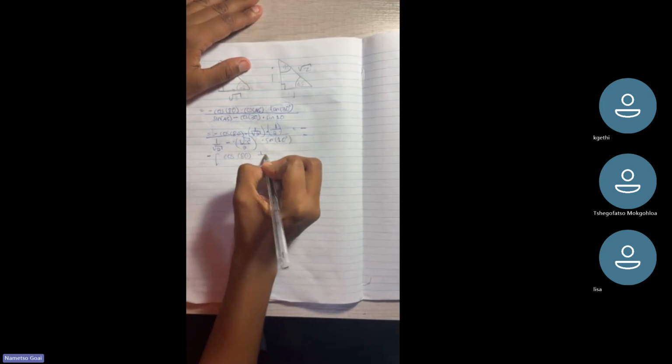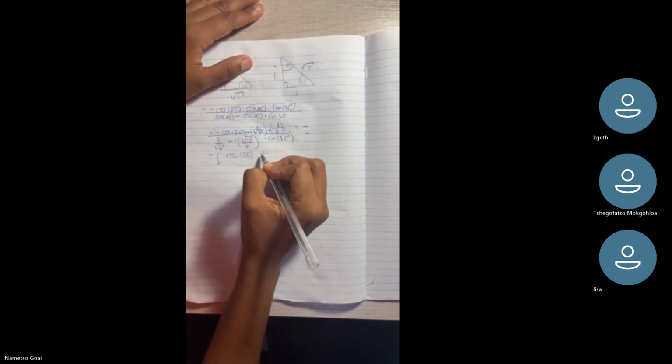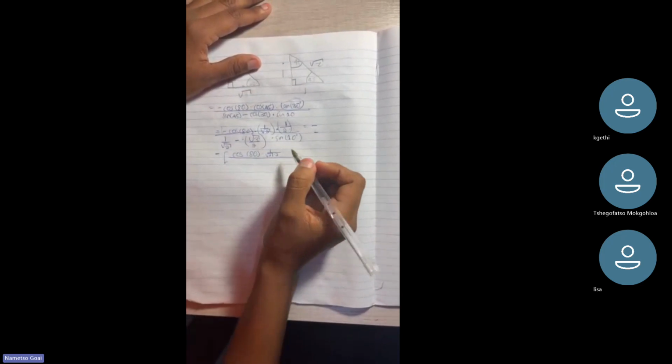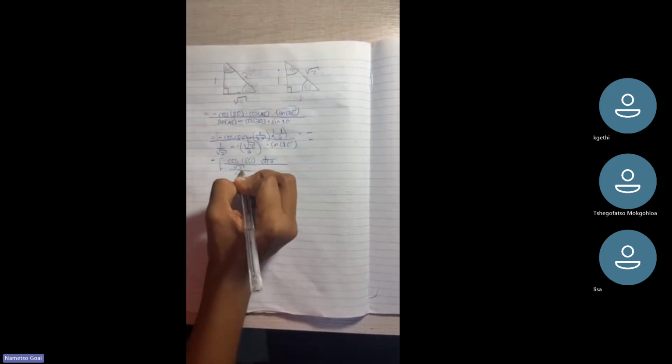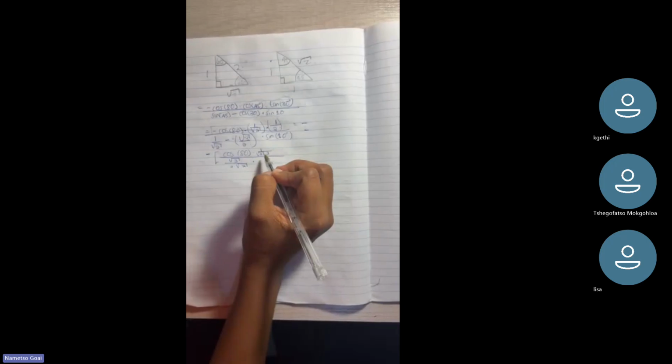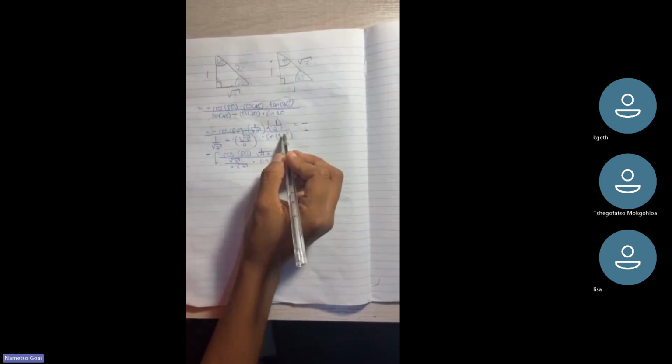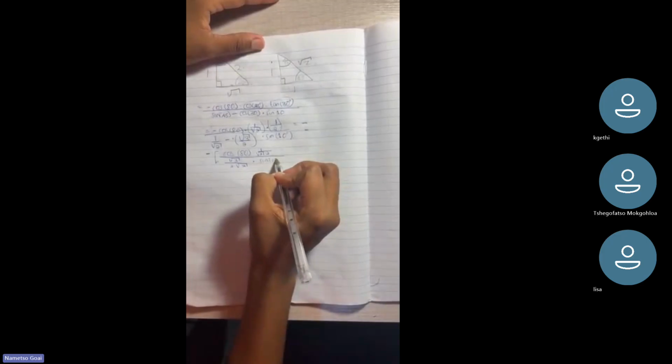Let's just write the negative outside. You're going to have cos 80 multiplied by 1 over root 2 multiplied by 1 over root 3, all divided by, if you multiply these two together, root 3 divided by 2 root 2, multiplied by sine of 10. Can you guys see that?